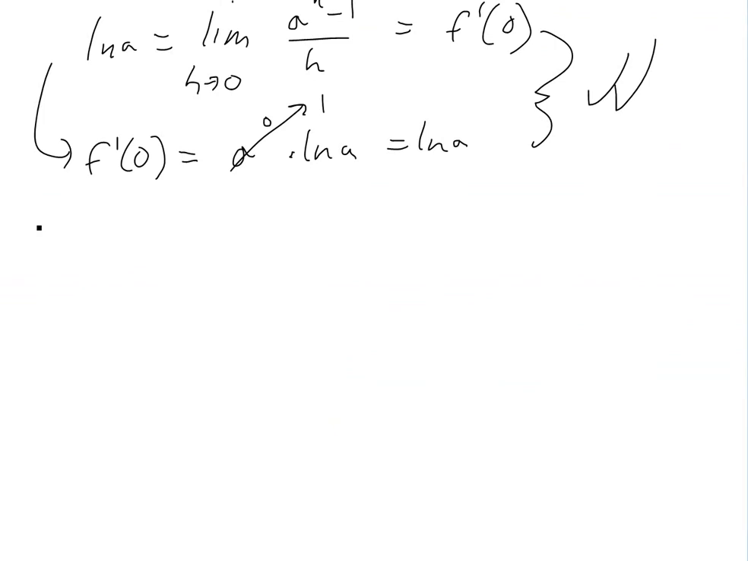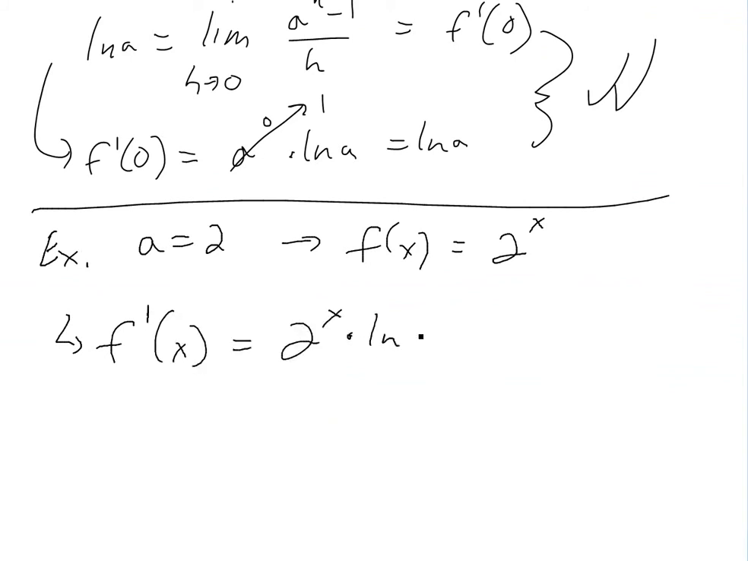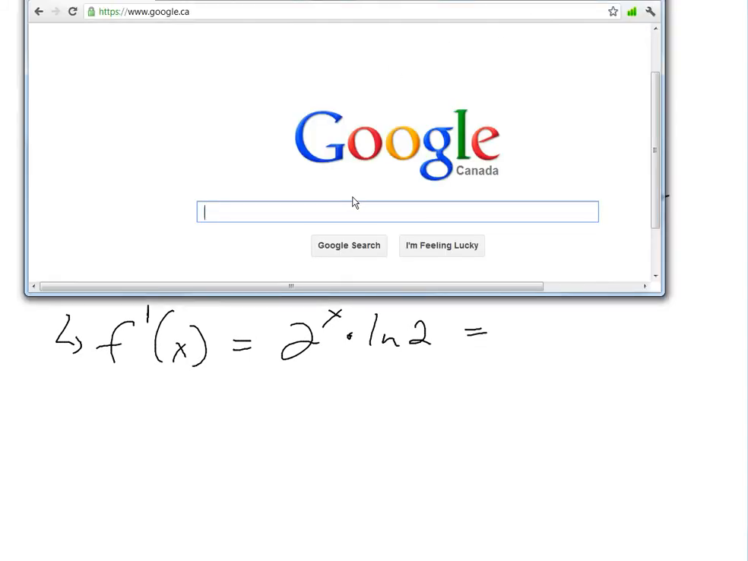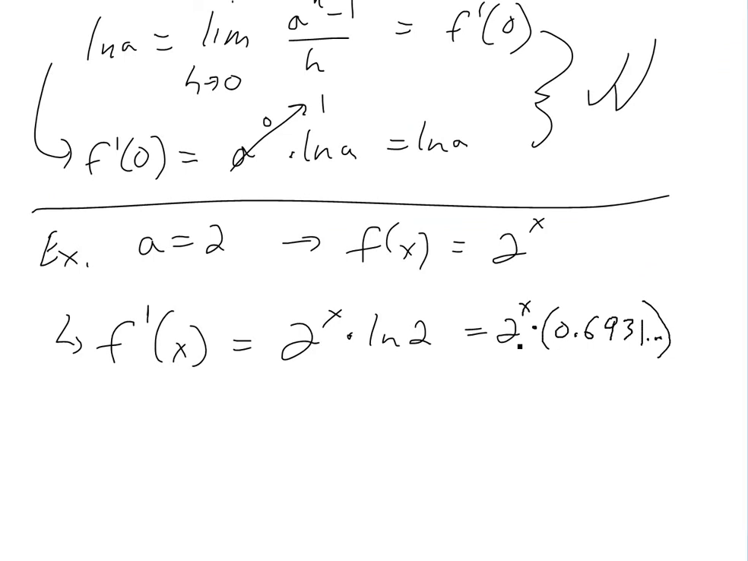Alright, let's do an example where a equals 2. Let's say f of x is equal to 2 to the x. Then the derivative is going to equal 2 to the x times ln 2. If you put ln of 2 in a calculator, this equals 0.6931, and it keeps going on. And this is similar to part 1 of the series.